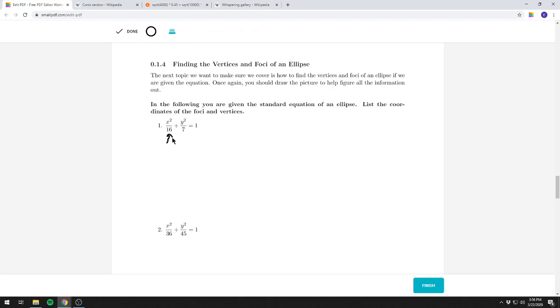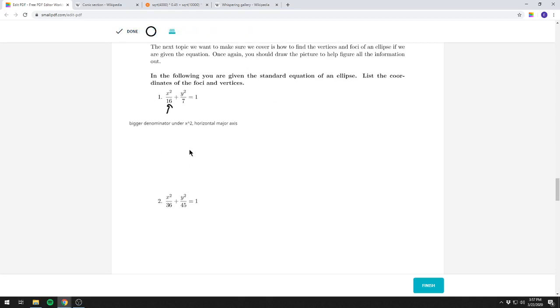Okay, so just looking at this first one, we got x squared over 16 plus y squared over 7 equals 1. What you want to realize here is that 16 is definitely bigger than 7, which is under x squared. So we have the bigger denominator under x squared, which means the horizontal axis is our major axis, or the x-axis rather. So the vertices and the foci will both be on the x-axis.